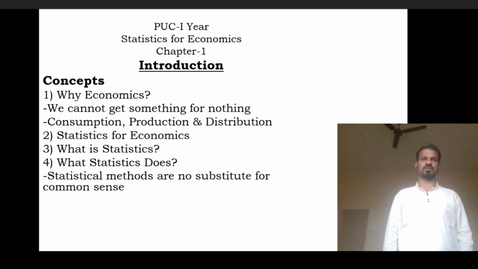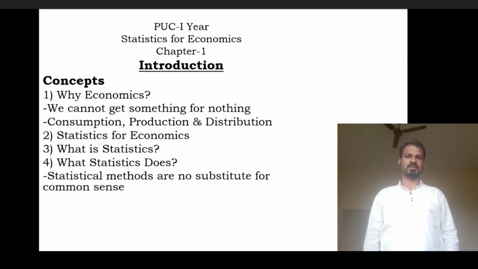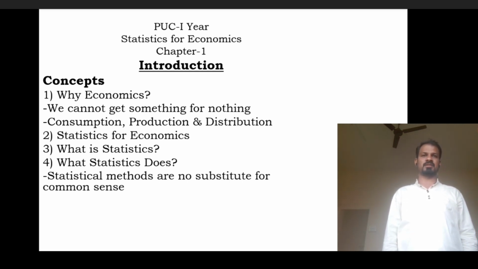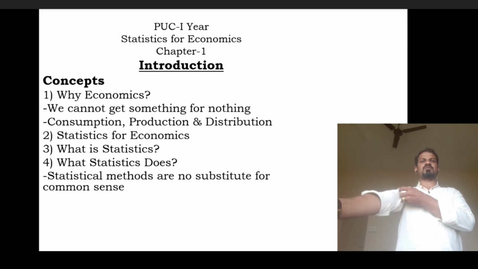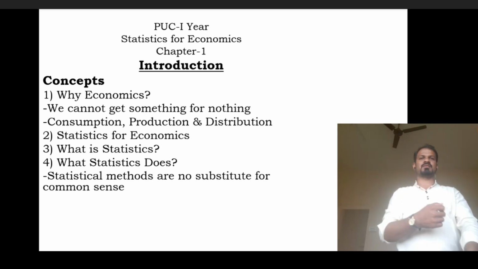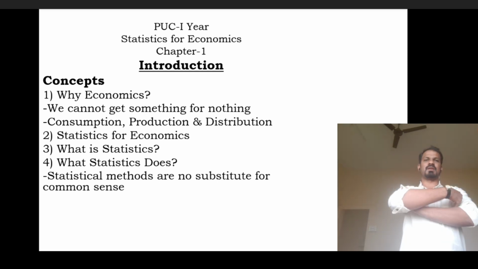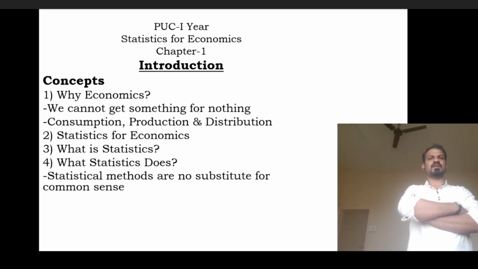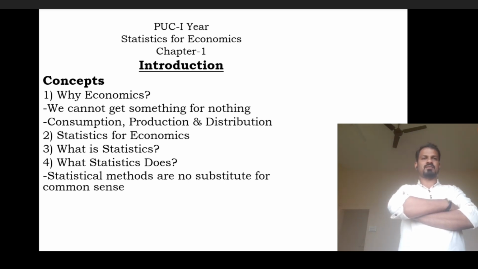In this statistics for economics, the first chapter is the introduction. Here certain concepts are kept, such as why economics we have to study. Under that, we cannot get something for nothing, and the concepts of consumption, production, and distribution. Thereafter, the second concept kept in this first chapter is statistics for economics, which means how statistics helps in economics. That is what we learn in this second concept. Thereafter, what is statistics? Here we learn the meaning of statistics.